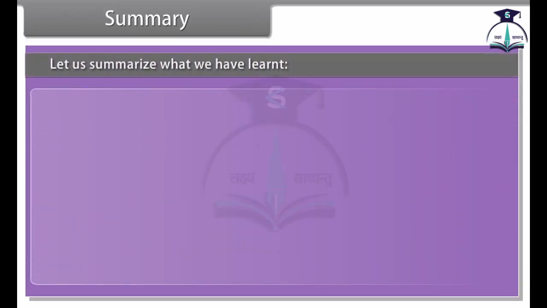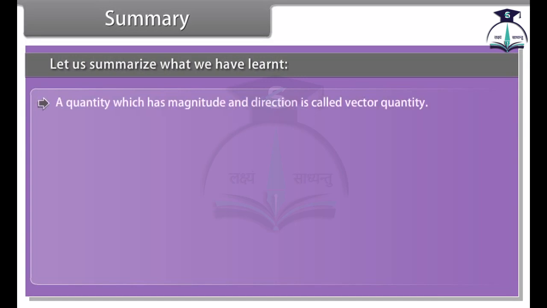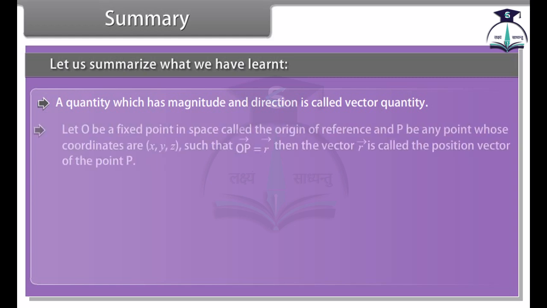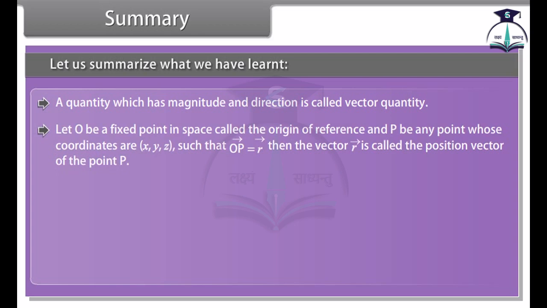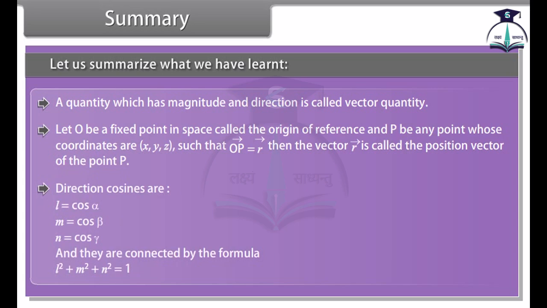Summary. Let us summarize what we have learned. A quantity which has magnitude and direction is called a vector quantity. Let O be a fixed point in space, called the origin of reference, and P be any point whose coordinates are x, y, z such that vector OP is equal to vector R. Then the vector R is called the position vector of the point P. Direction cosines are l equals cos alpha, m equals cos beta, n equals cos gamma, and they are connected by the formula l square plus m square plus n square equals 1.